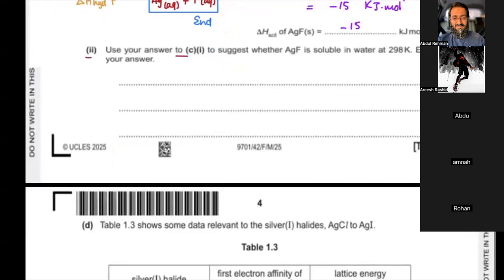2. Use your answer to C1 to suggest whether the silver fluoride is soluble in water at 298 Kelvin. Explain your answer. Yes. Who remembers this? Not soluble, Shazil is saying not soluble. Yes, Faizan, very good. Yes, it is soluble. Remember, enthalpy change of solution is negative. It is soluble. Okay.